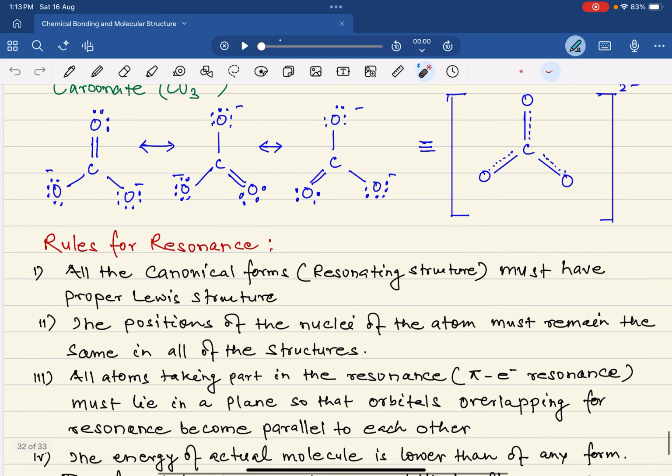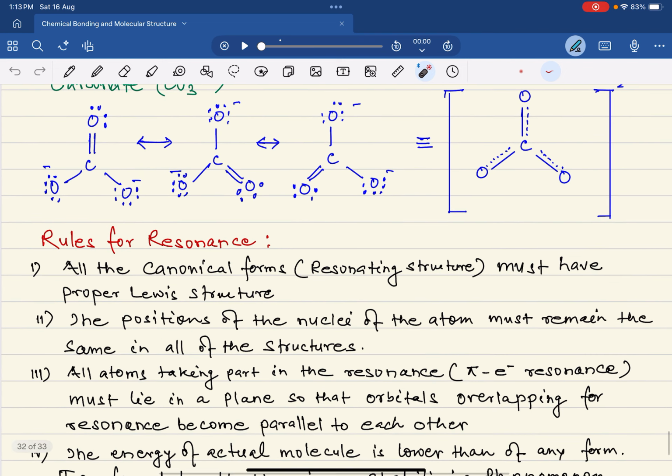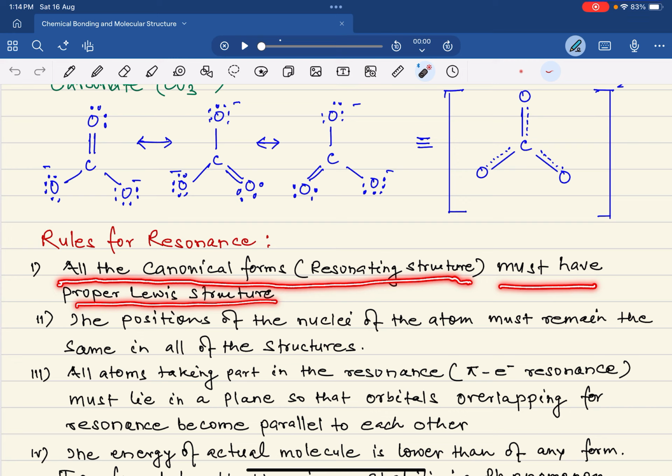Then, what are the rules for resonance? All the canonical forms, this is very important, all the canonical forms or resonating structures or contributing structures must have proper Lewis structure. It means the number of atoms are same, number of electrons are same, number of bond pairs and lone pairs are same, only the positions of electrons are different.